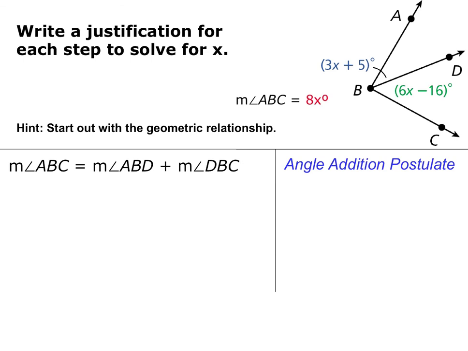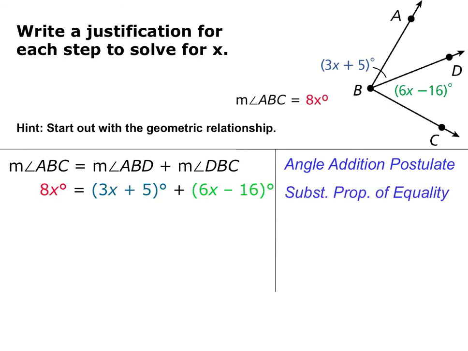Kind of looking at the last one, what should we do next? We should fill in with the actual. Okay, fill it in with these expressions that are here, which means we're doing substitution. So substitution property of equality. Next thought.